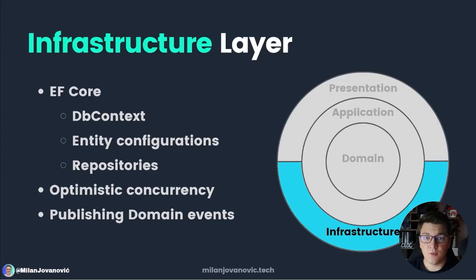In this chapter, we are going to implement the infrastructure layer, which is one of the outer layers of the clean architecture. It's responsible for any external facing concerns like databases, message brokers, identity providers, storage providers, and so on. What we are going to add to the infrastructure layer is EF Core. This includes the database context, entity configurations, and repositories. We're also going to implement optimistic concurrency support and publishing of domain events.